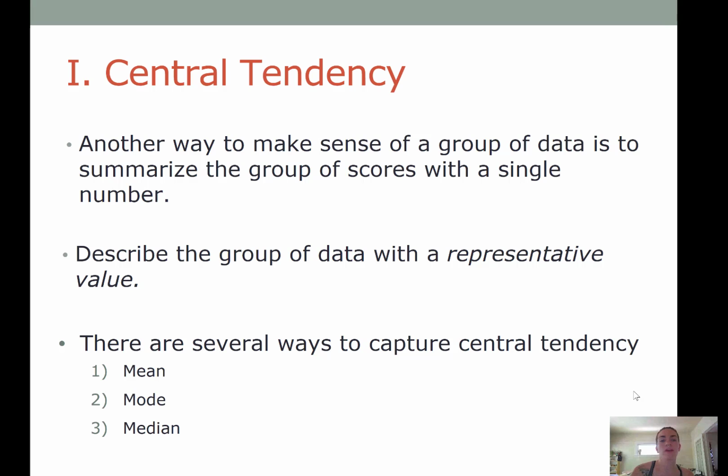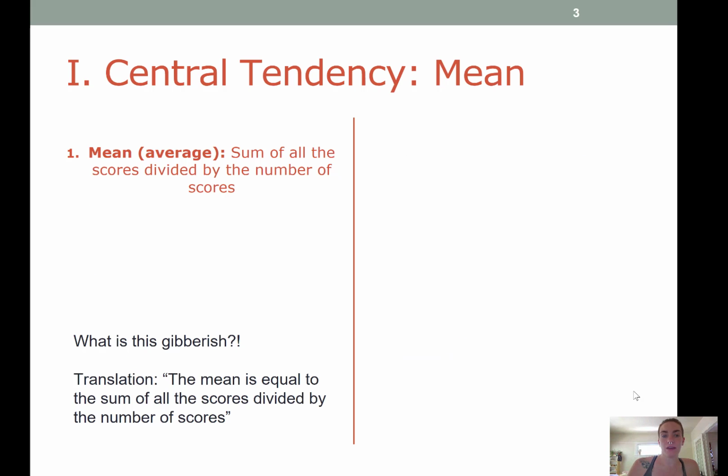And there are different ways that we could think about representing the data. That's why we have 3 different measures of central tendency. So in this video, I'll talk about the mean, the mode, and the median. And I'll start with the mean. The mean is a measure of central tendency that you're all probably very familiar with. Sometimes we call the mean the average. Sometimes we use those synonymously.